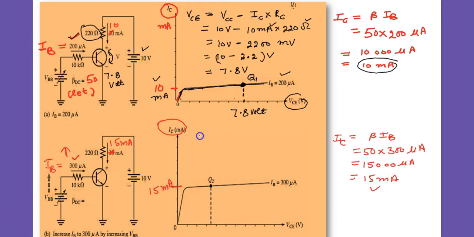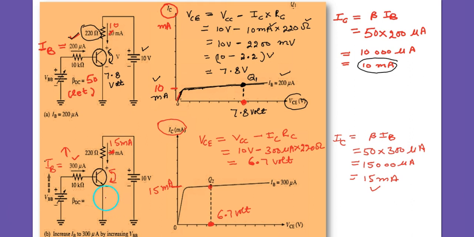Now the question is, what is VCE, the voltage across collector and emitter? The same formula as before, now substituting the values, it becomes 6.7 volt. One thing to be noted: with the increase in IB and IC, VCE is not increasing, it is decreased. First it was 7.8 volt, now it is 6.7 volt. So VCE is decreased.